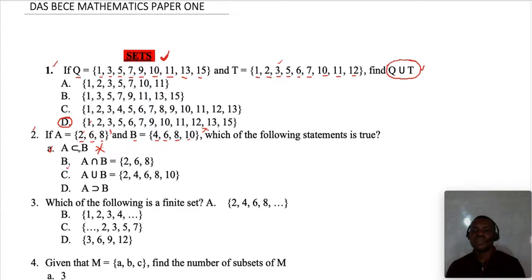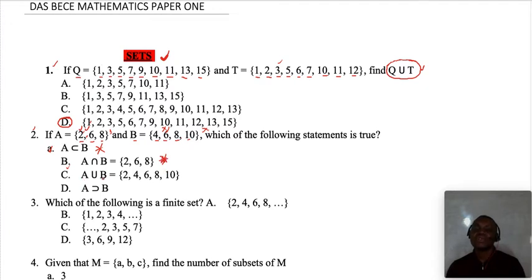Then we come to the next option. They are saying that A intersection B is 2, 6, 8. They are saying that members that are in A and at the same time in B are 2, 6, 8. Let's see. 2 is here, but 2 is not there, so this is also not true. Intersection means members that are in both sets, the common members. Because 2 is here, but 2 is not there, we cannot conclude on this.